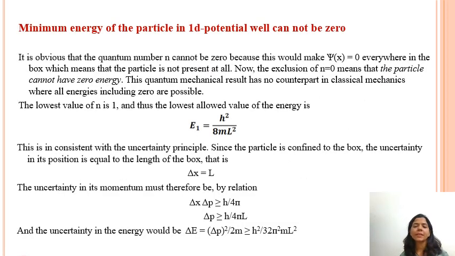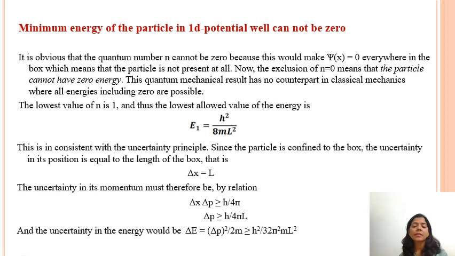Minimum energy of the particle in a 1D potential well cannot be zero. It is obvious that the quantum number n cannot be zero, because this would make psi(x) equal to 0 everywhere in the box, which means that the particle is not present at all. Now the exclusion of n equal to 0 means that the particle cannot have zero energy. This quantum mechanical result has no counterpart in classical mechanics, where all energies including zero are possible. The lowest value of n is 1, and thus the lowest allowed value of the energy is h square upon 8 m L square.